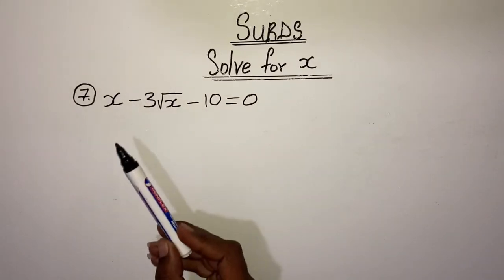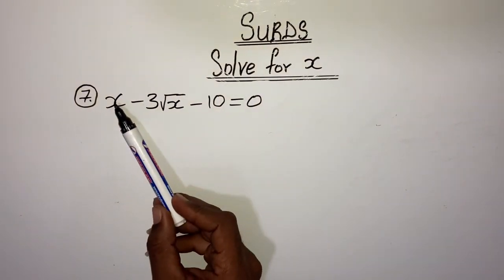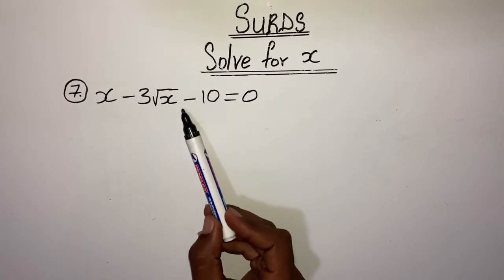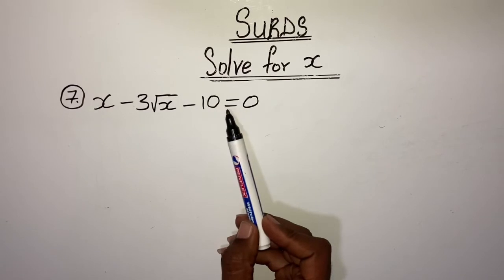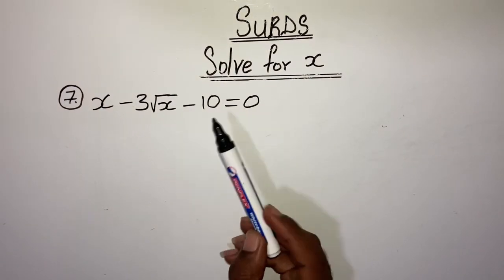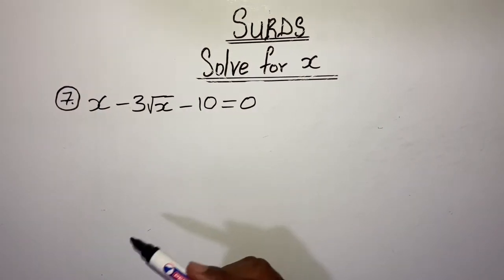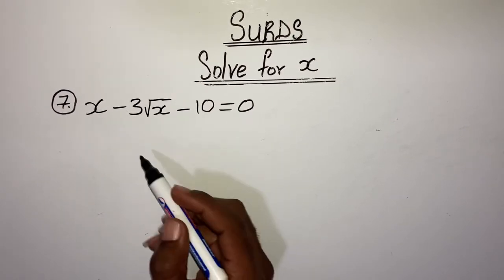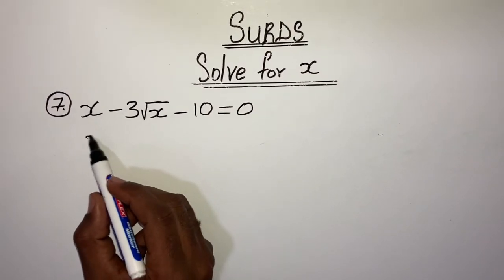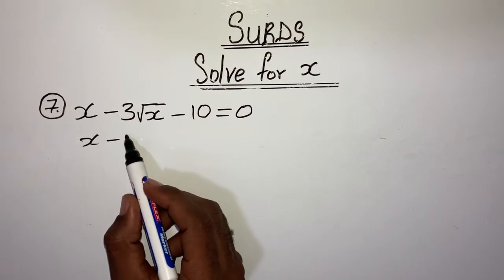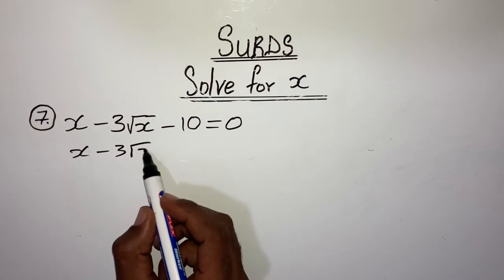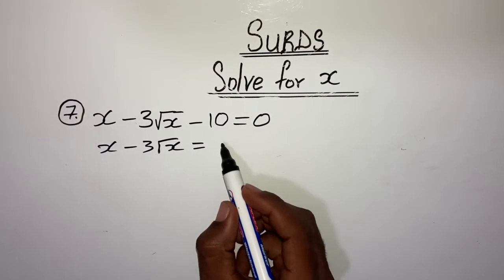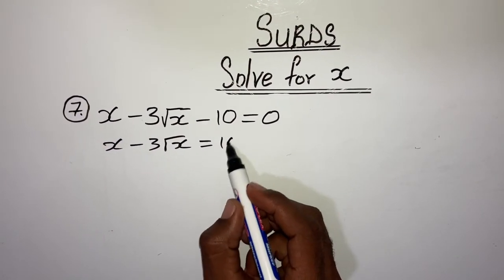So, the next sum is x minus 3 root of x minus 10 equals 0. So for this one, let's take these. Okay, x is 3 root of x equals, we take our 10 to the other side, it becomes positive.